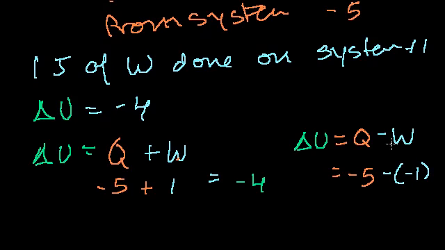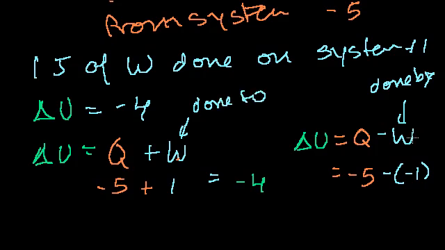Right? I want to be clear. When I use this formula, this is work done by the system, done by. This is work done to, done to. The system had work done to it. So it had minus 1 joules of work done by the system. So these become pluses. And you get back to a minus 4.